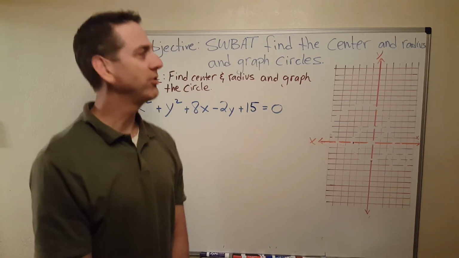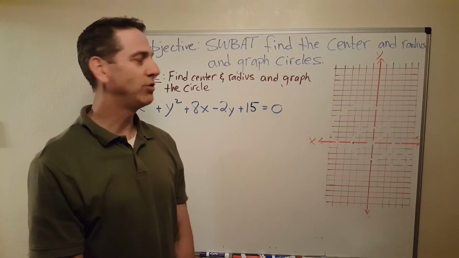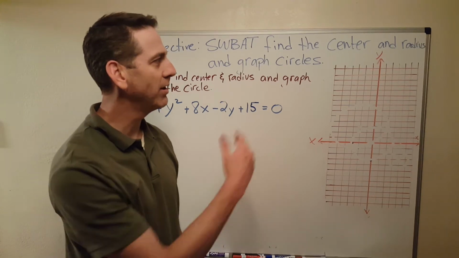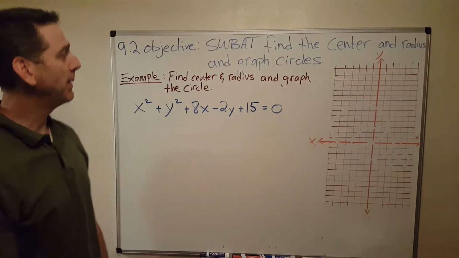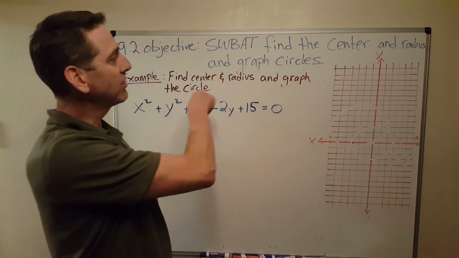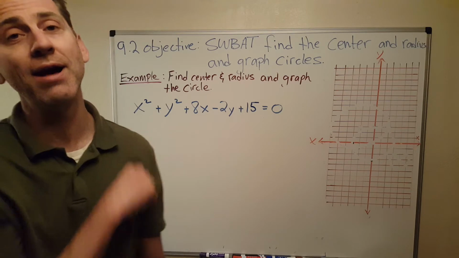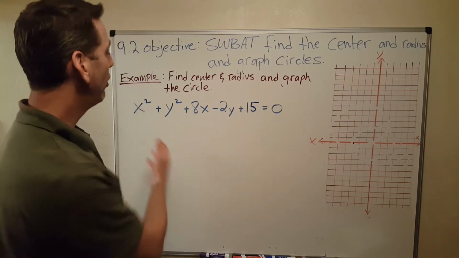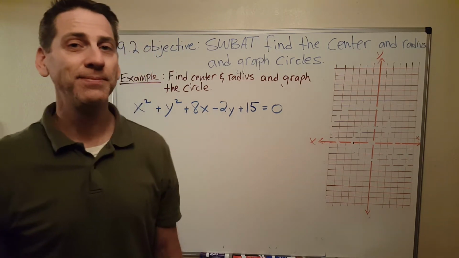All right, this is part two of a two-part series of videos that I'm doing on graphing circles. And so here's an example. We want to find the center and the radius, and we're going to graph the circle. And all we're given is this equation.